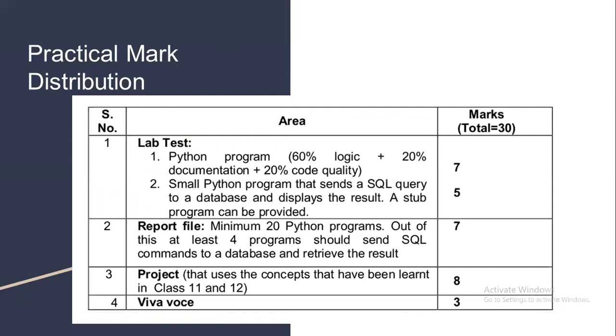And the project carries 8 marks. For viva, they will ask questions from your project as well as from the practical programs and the computer book, from the syllabus. Once you answer properly, 3 marks will be allotted. They will ask a number of questions, so you should answer all the questions.